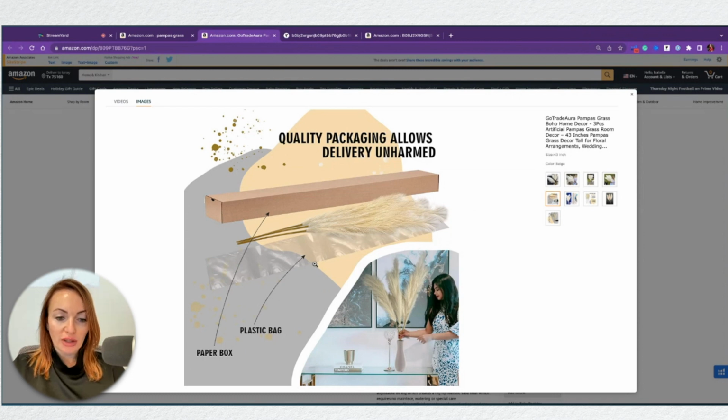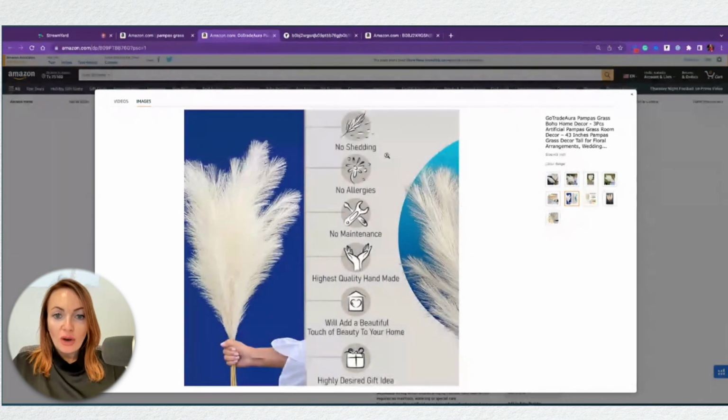We can see that it's packed in a plastic bag and a paper box. Okay, good for them. So what about the product? Finally we got to the picture about the product, saying no shedding, no allergies, no maintenance, highest quality, handmade. And keep in mind, when we're talking about high quality, we have to explain to people what high quality is. Is it high quality because it's thick? Because it's packed well? Because it's not collecting dust? Because you can wash it? What is the measurement of high quality?